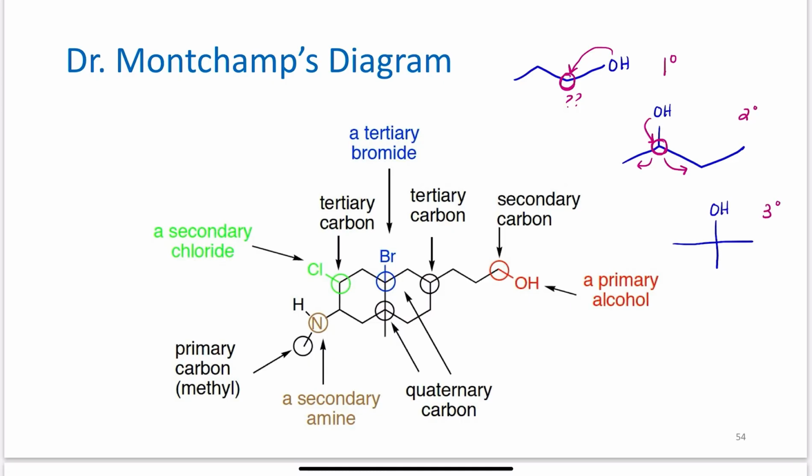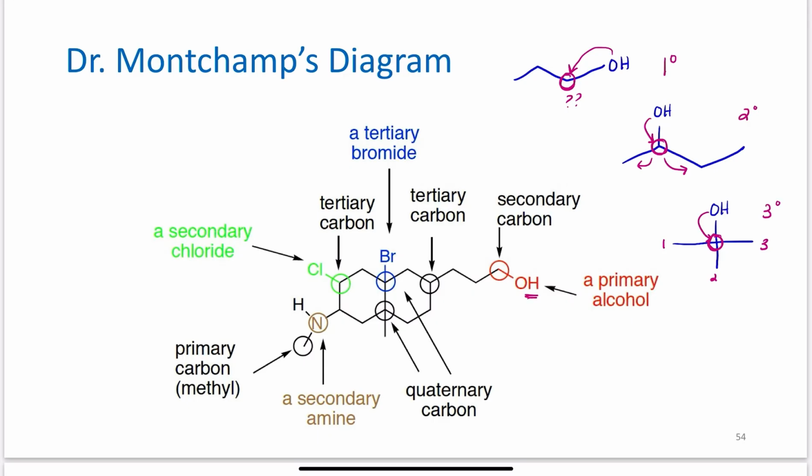And this is a tertiary. A tertiary alcohol. I look at the carbon that this OH group is attached to. And this carbon is attached to 1, 2, 3 other carbon atoms. So it is a tertiary alcohol. We care about that because the chemistry is different for primary, secondary, and tertiary. And you guys need to know that.